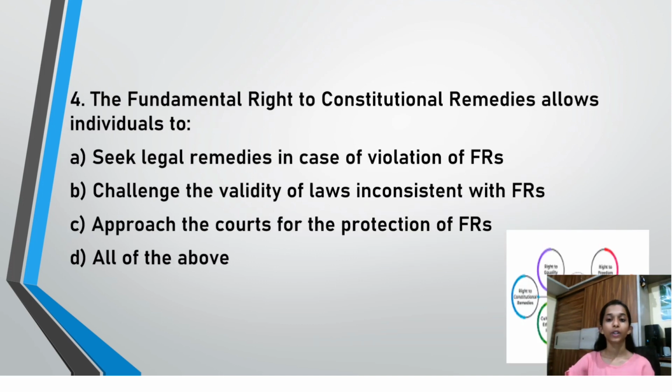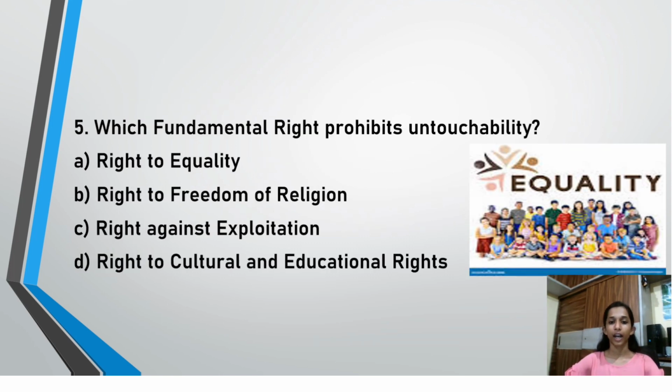The fundamental right to constitutional remedies allows individuals to seek legal remedies in case of violation of fundamental rights, challenge the validity of laws inconsistent with fundamental rights, reach the courts for the protection of fundamental rights. Since all the three options are correct, the correct answer is all the above. Which fundamental right prohibits untouchability? Right to equality, which is the most important fundamental right.